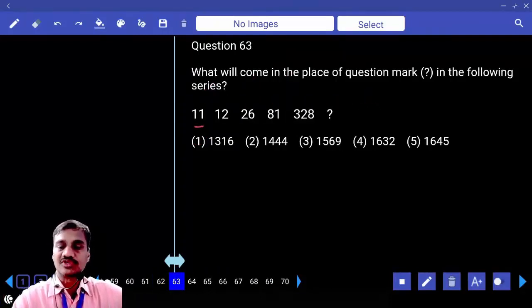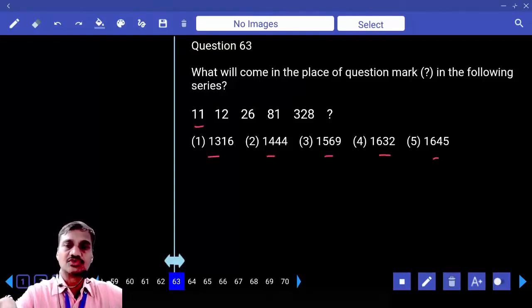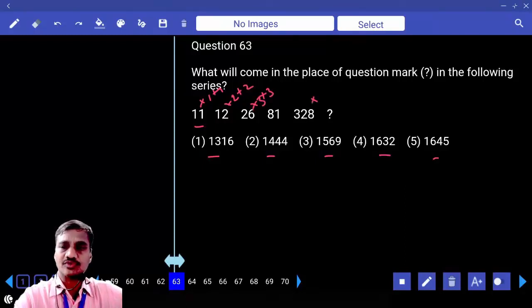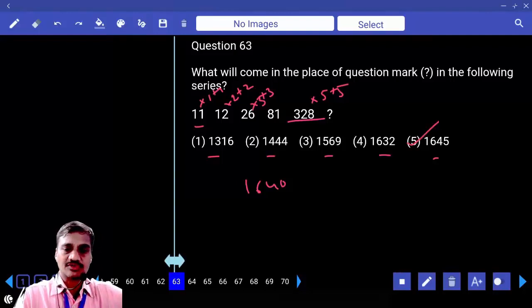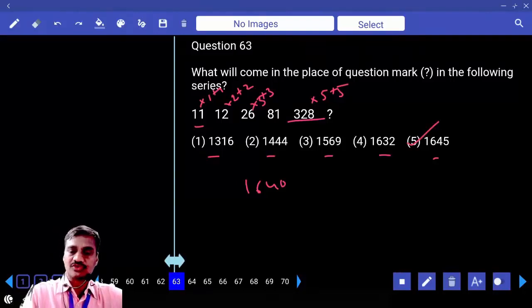Then 63, 11 and 12. Now 11 numbers starting with 11, and if you observe the choices, 1500, 1600 and so on. 11 into 1 plus 1, 12 into 2, 24 plus 2, and 26 into 3, 78 plus 3, into 4 plus 4, into 5 plus 5. Now 328 into 5, 1640 plus 5, 1645, choice 3, 63. Into 1 plus 1, into 2 plus 2, into 3 plus 3 and so on.